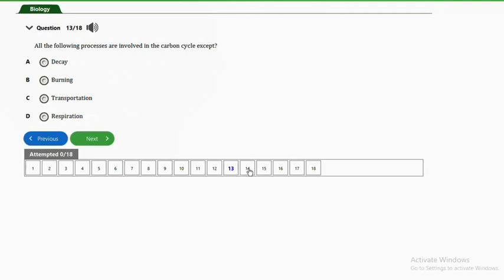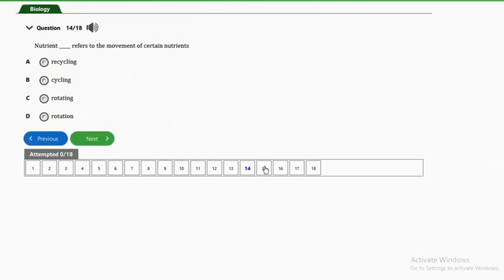So let's look at the next question, and that's question number 13. The question says, all the following processes are involved in the carbon cycle except A, decay, B, burning, C, transportation, D, respiration. So guys, already we know that these processes are involved in carbon cycle apart from transportation. Decay releases carbon to the atmosphere. Burning as well releases carbon to the atmosphere. Respiration also releases carbon to the atmosphere, but transportation is not involved in carbon cycle. Transportation is just the movement of substances from one point to the other. So guys, transportation is not a process that is involved in carbon cycle.